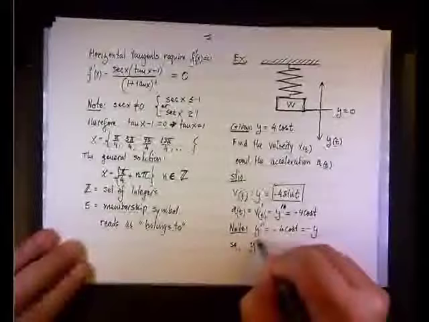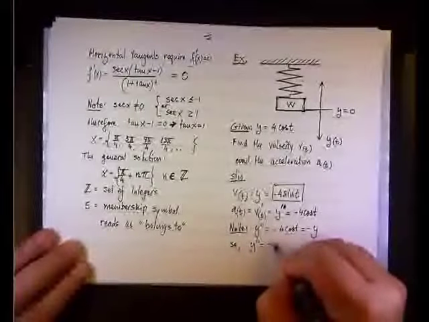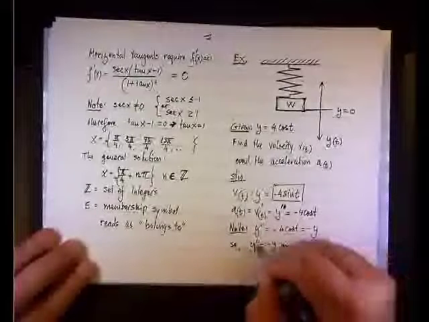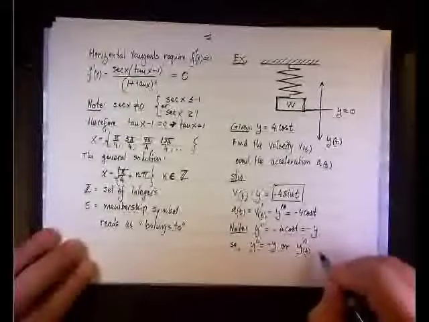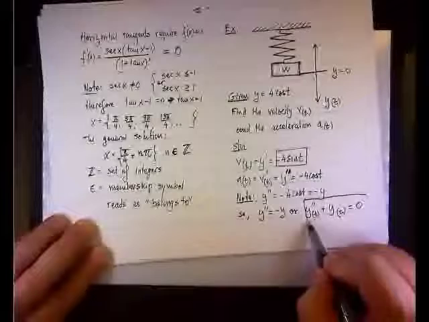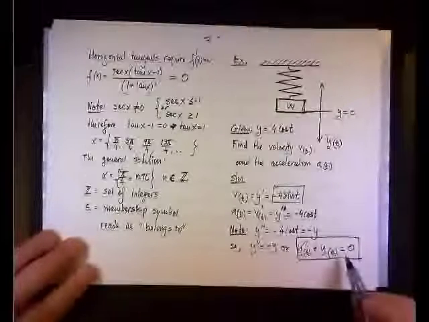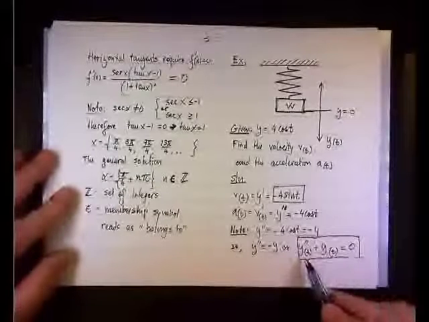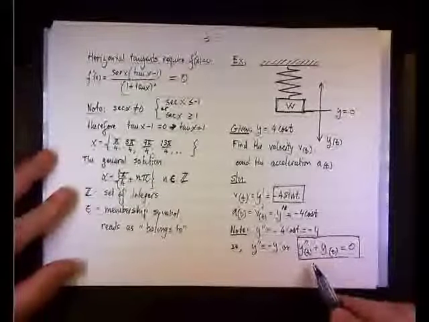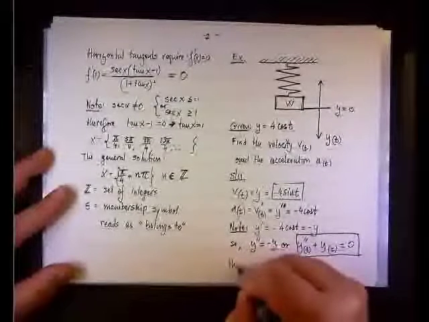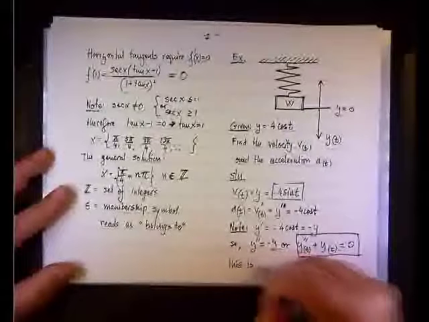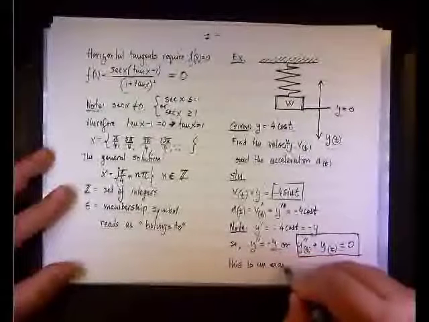So here's what we have. We have y double prime equals negative y, or we can write it as y double prime of t plus y of t equals 0. And this is a basic differential equation. A differential equation is where you have a function and its derivative in the same statement, the same equation. So the note here, this is an example of a differential equation.